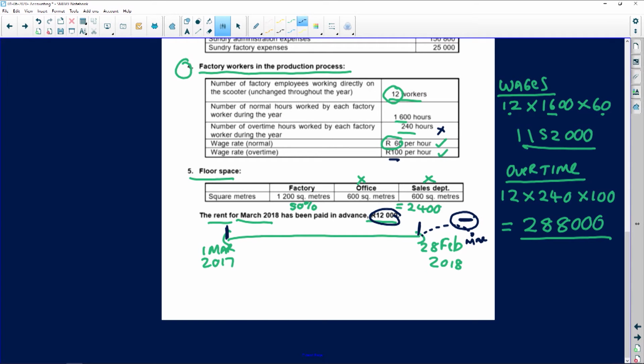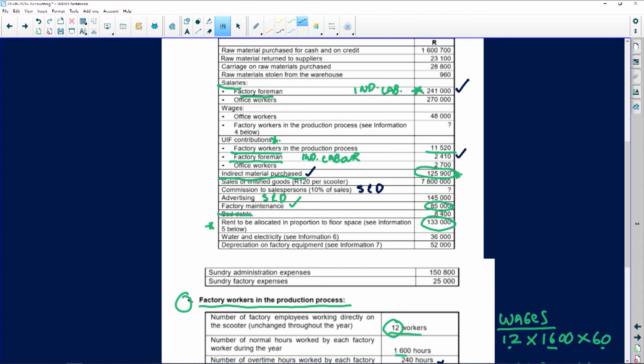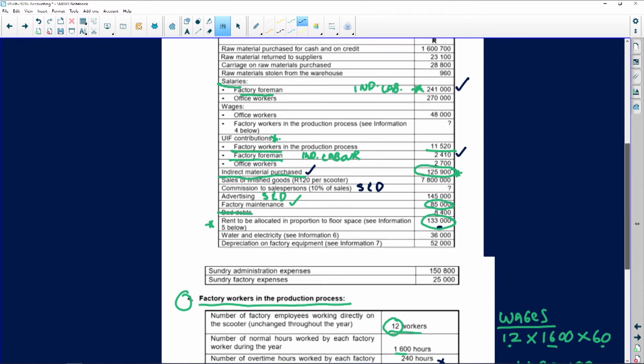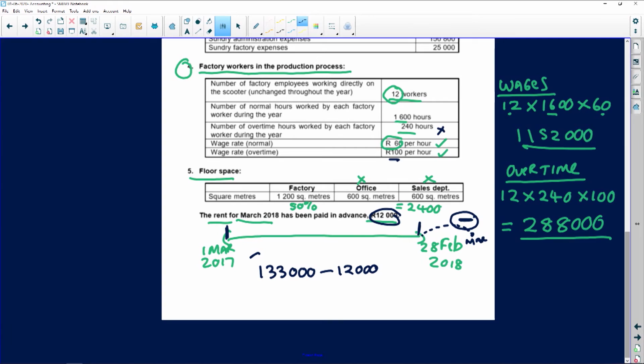Okay, so let's do that. Let's now subtract the 12,000 and then we are going to allocate our costs. Right, so the total rent paid is 133,000. So let's just take that through. 133,000. We first will subtract 12,000. So you always take the year-end adjustment into account first, right? And then we are going to allocate 50% of the cost to factory overheads.